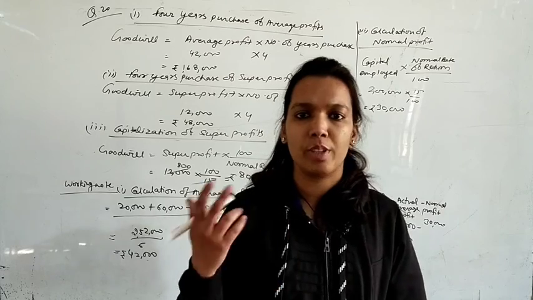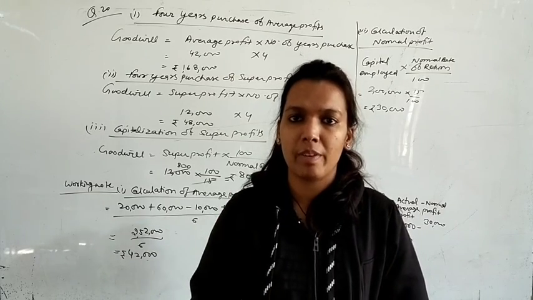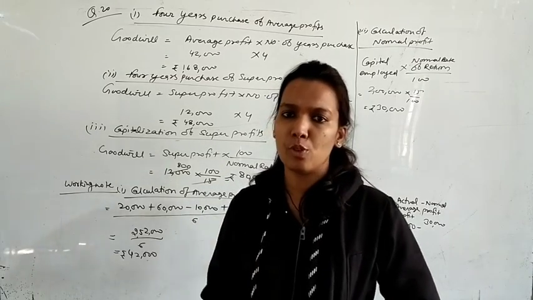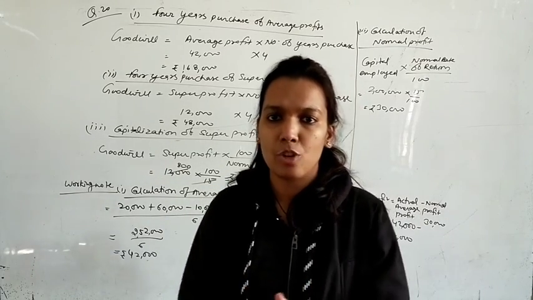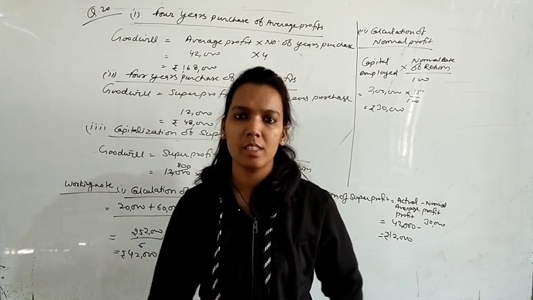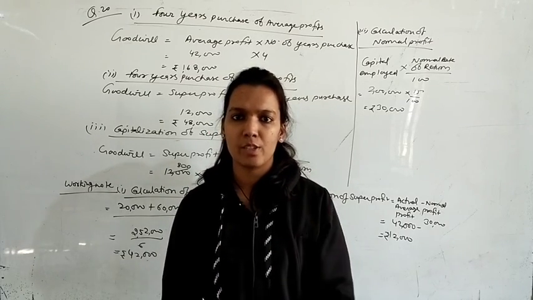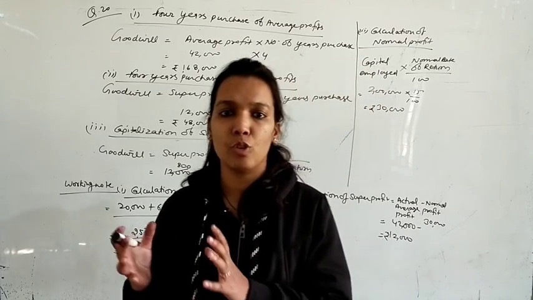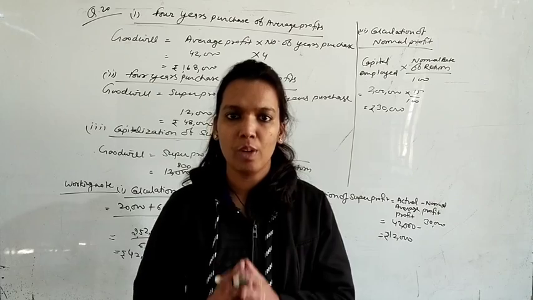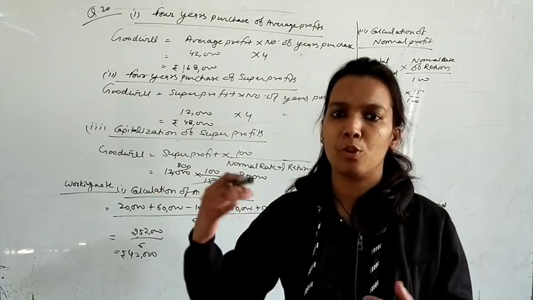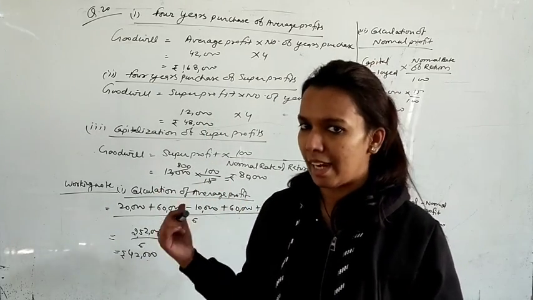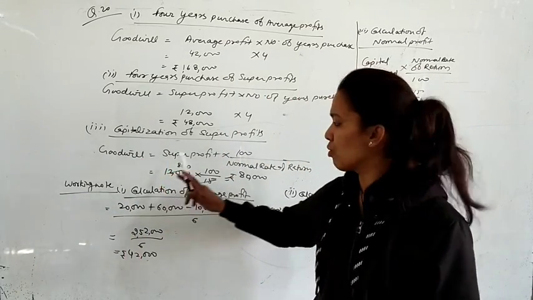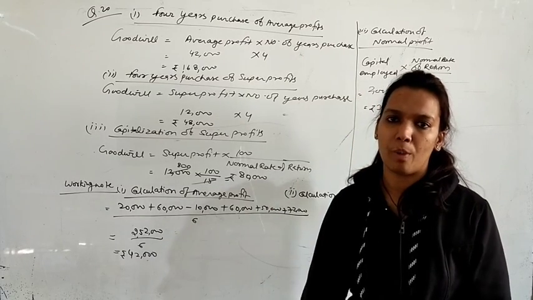Okay. And third method that we discussed, that is capitalization method. In capitalization also there are two methods. Further we have subdivided it into two methods, that is capitalization of average profit and capitalization of super profits. In capitalization of average profit, we again put two formulas, that are goodwill equals to capitalized value of average profits minus net assets, and capitalized value of average profit equals to average profit multiplied by 100 upon normal rate of return. In second, that is capitalization value of super profits, goodwill equals to super profit multiplied by 100 upon normal rate of return.